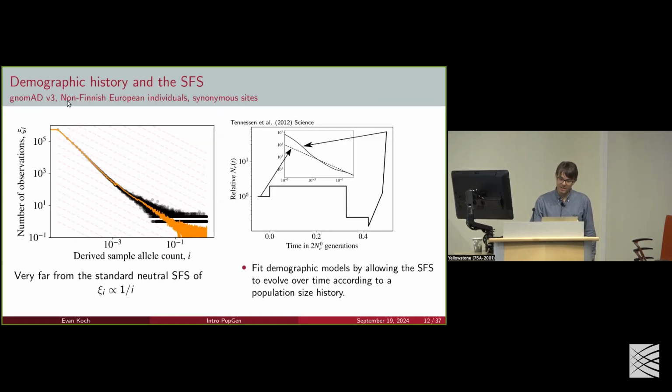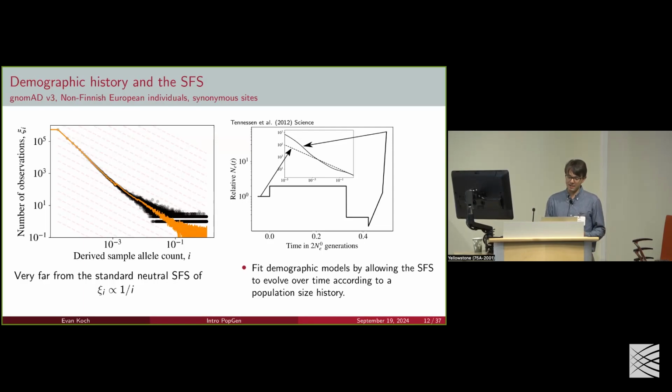In real populations, in human populations, let's say, the SFS doesn't look like this 1 over P curve. So here, this is from gnomAD, for non-Finnish European individuals, this SFS object for synonymous sites. And here these dashed lines show what one would expect from this stable, constant size population that we've just been talking about. And we can see that the SFS is a lot steeper. You have an excess of rare variants, and it's very far from this standard neutral SFS of 1/i.